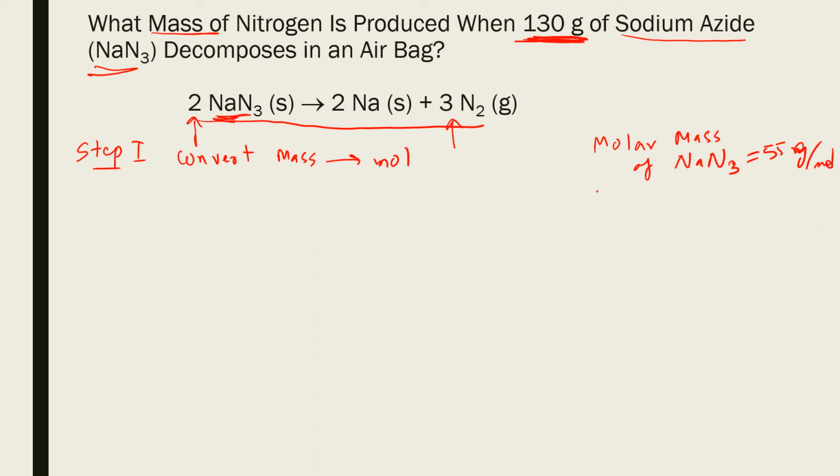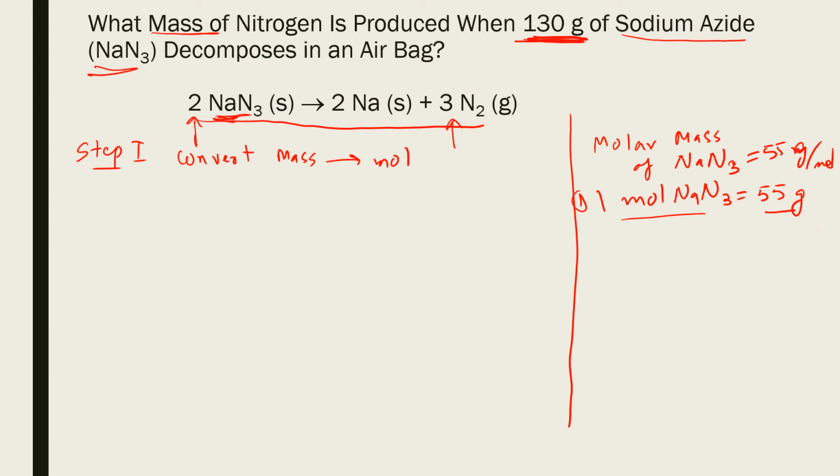It means that 1 mole of sodium azide equals 55 grams. So that's the moles to gram relationship. We can use this to convert mass to moles, right? So that's a relationship number, let's call this number 1.